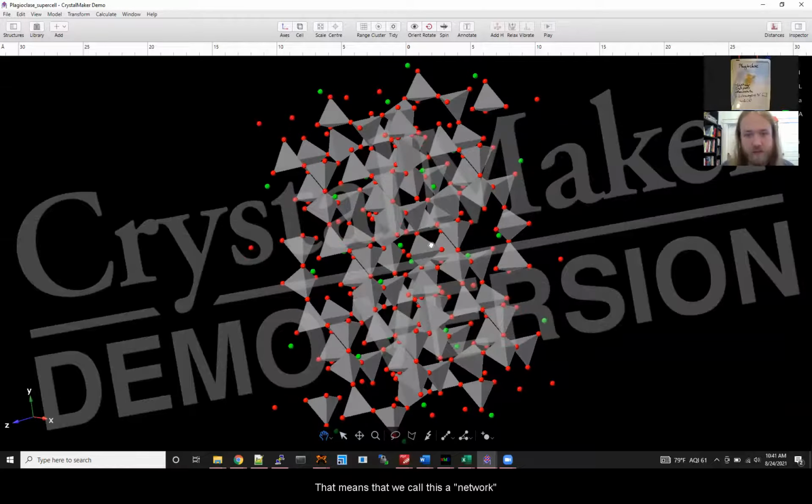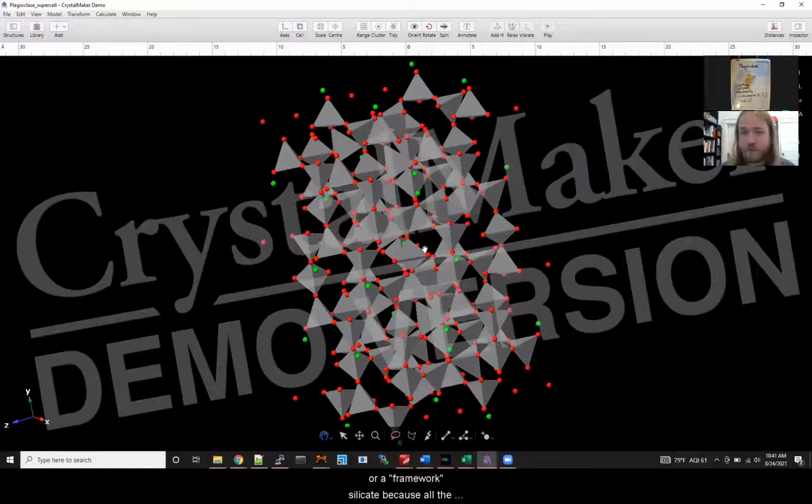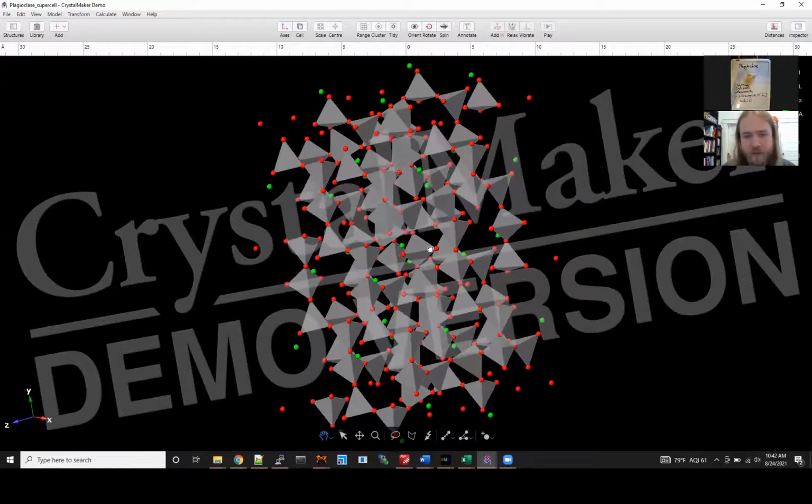That means that we call this a network or a framework silicate because all the tetrahedra are connected to one another. There's no separate chains or sheets in this structure. They're not isolated. They're all bonded together. And so it's a very highly polymerized structure. We'll talk about what that word means in a bit.